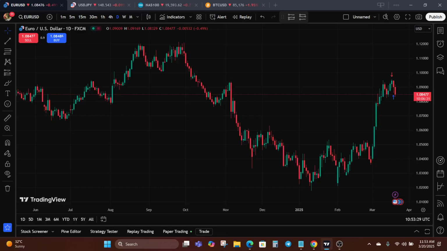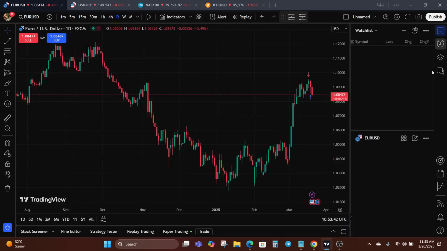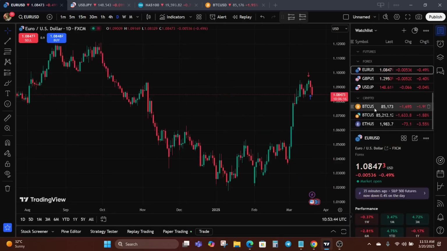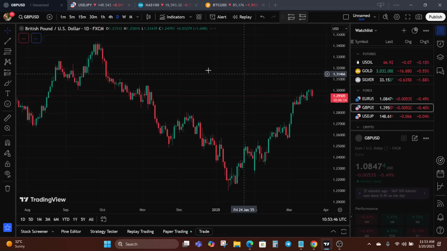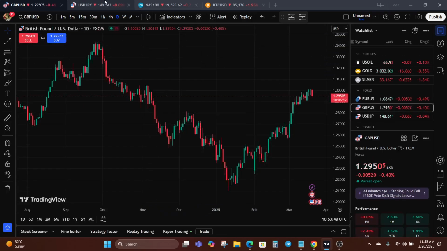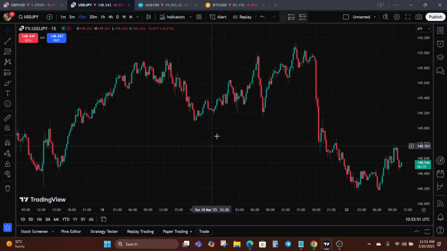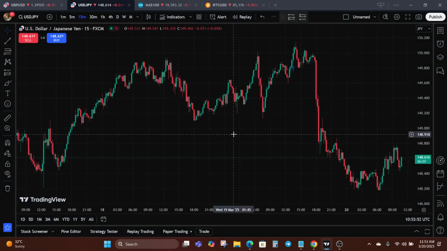Okay. Now let us talk about currency pairs. In Forex, you always trade in pairs, one currency against another. Major pairs like the EUR/USD, the GBP/USD, and USD/JPY, they are the most liquid and best for beginners.